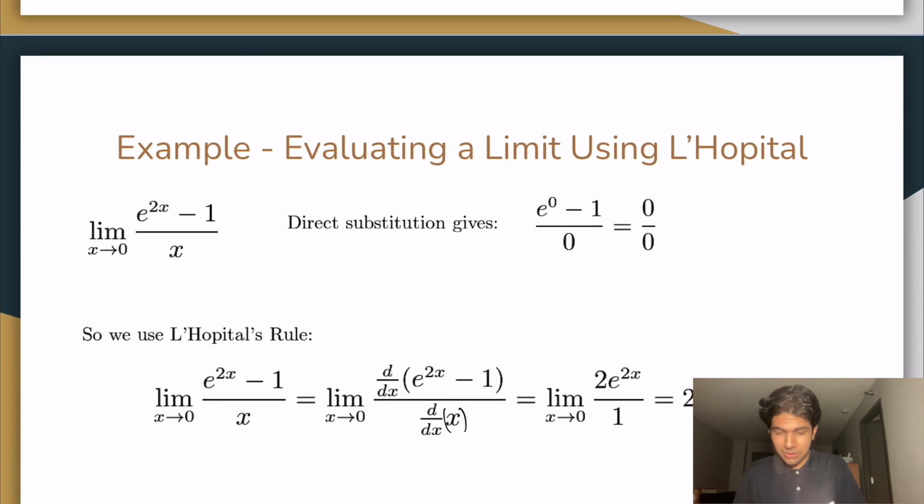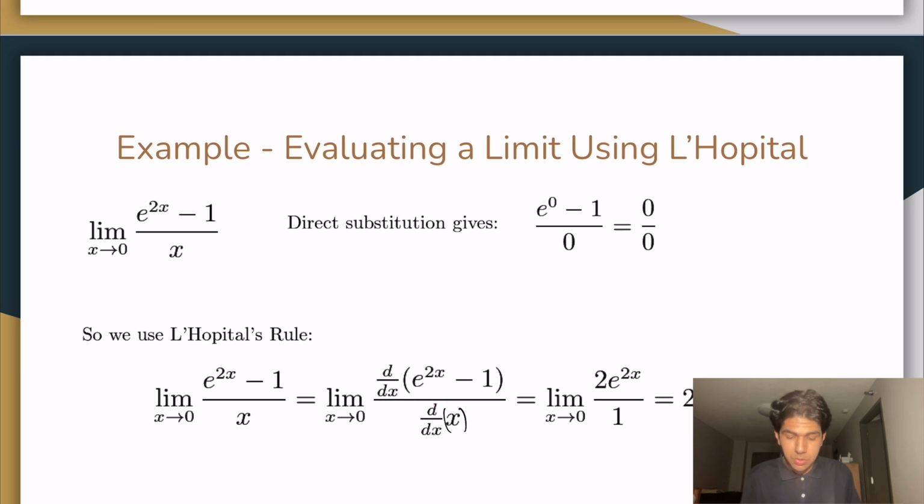So the example is the one that we saw 2 slides prior, where we're looking at the limit as x approaches 0 of that, and we saw that with direct substitution we get 0 over 0. So in order to evaluate this, we will use L'Hopital's rule. Since it equals 0 divided by 0 with direct substitution, it will be equal to the limit as x approaches 0 of the derivative of the numerator divided by the derivative of the denominator.